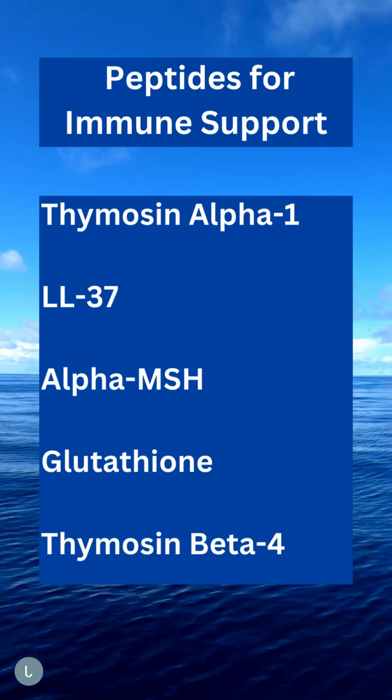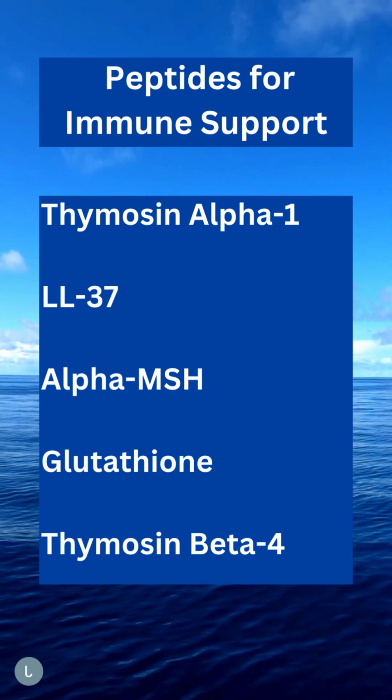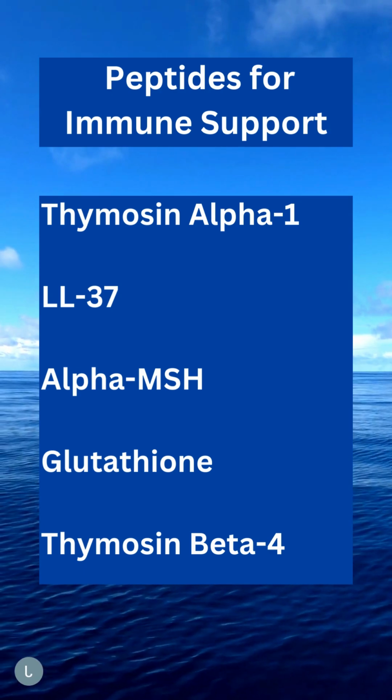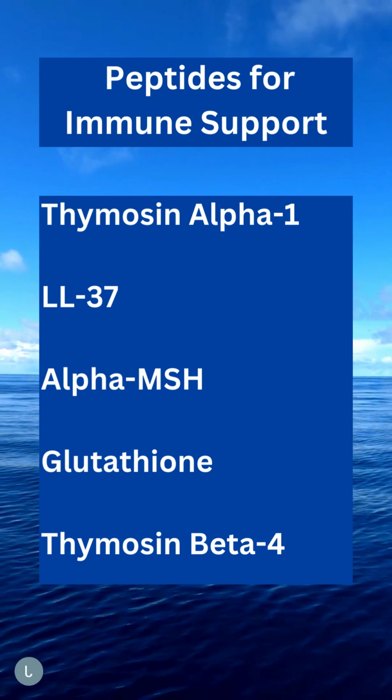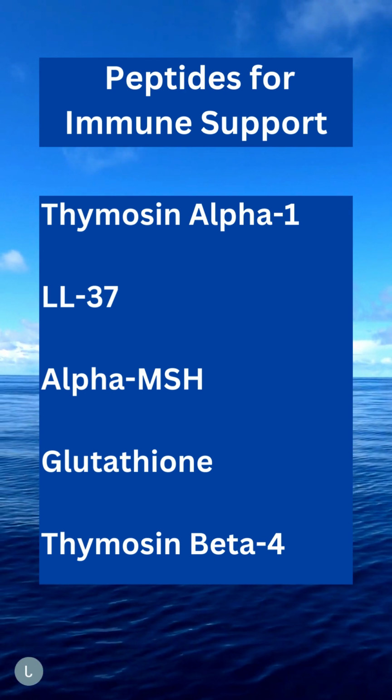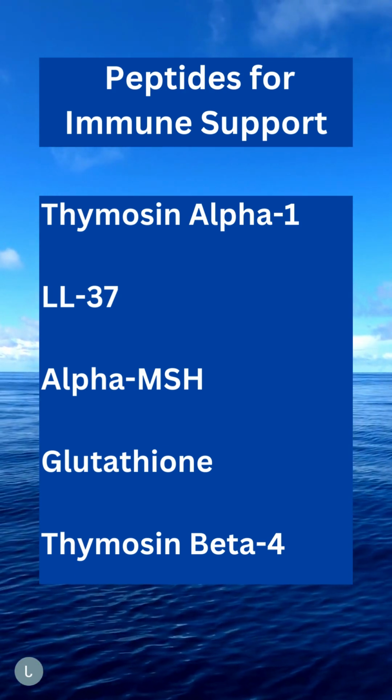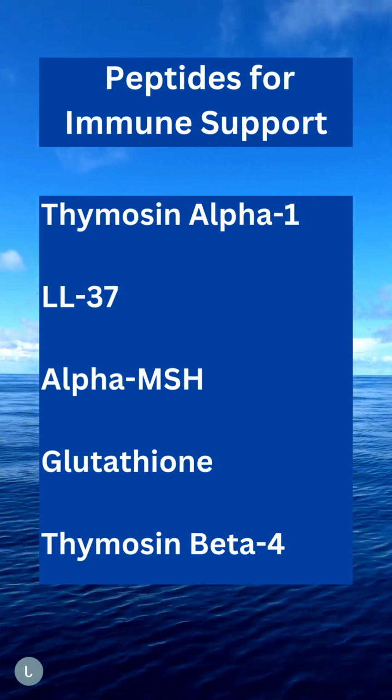The first peptide would be thymosin alpha-1. This is a peptide naturally produced in the thymus gland. It plays a crucial role in the development and function of T cells, which are essential for combating infections and disease. Thymosin alpha-1 enhances the production and activity of T cells, thereby boosting immune function and reducing the risk of infections and diseases.